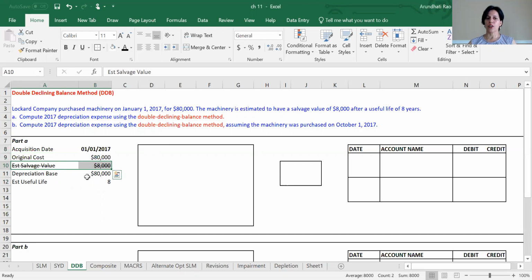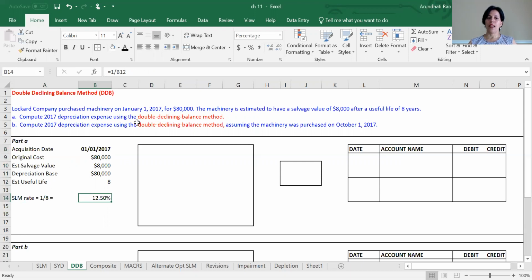So my depreciation base is going to be the full $80,000. The estimated useful life is 8 years. So in this method, I calculate the rate of depreciation under the straight line method, which is 1 divided by life. In this case, it's 1 divided by 8. That gives me a rate of 12.5%.